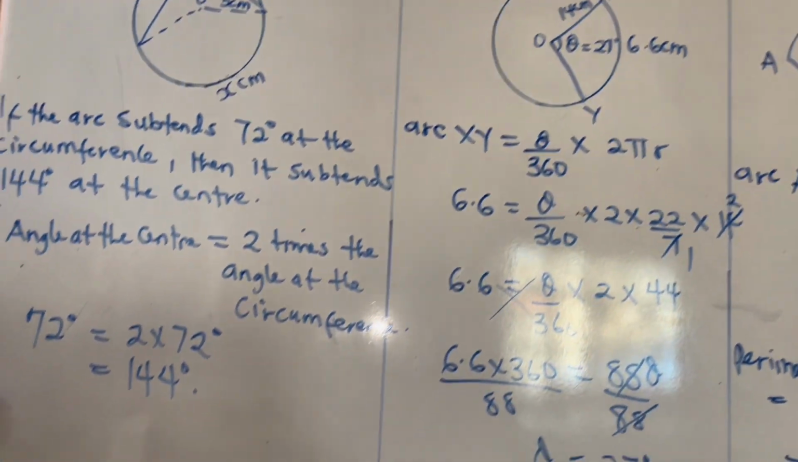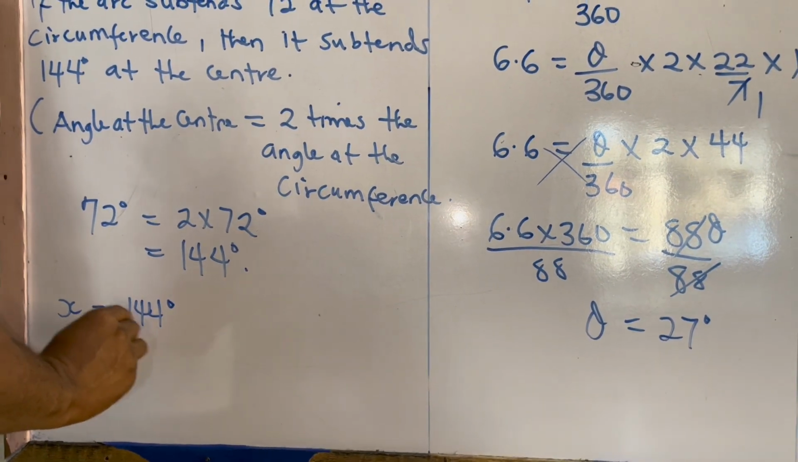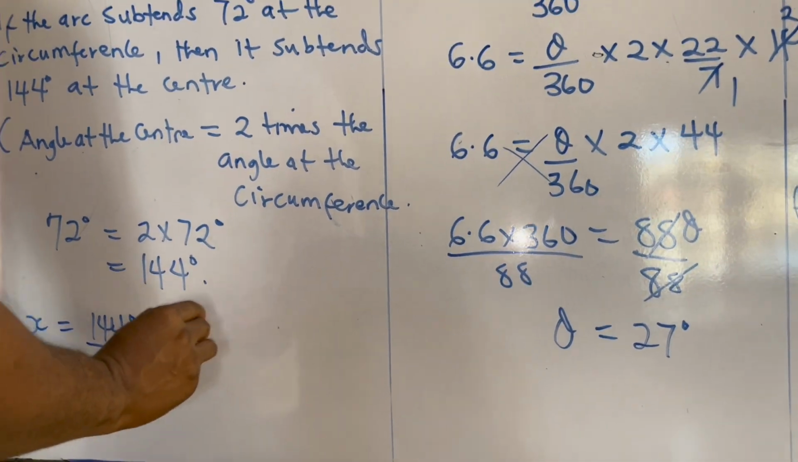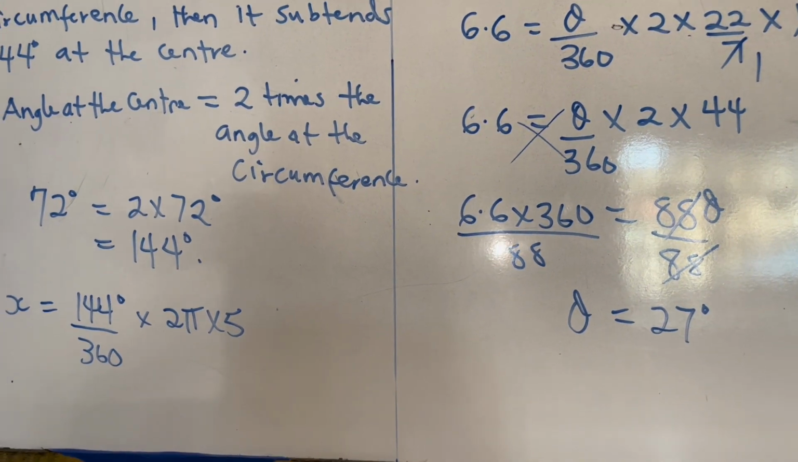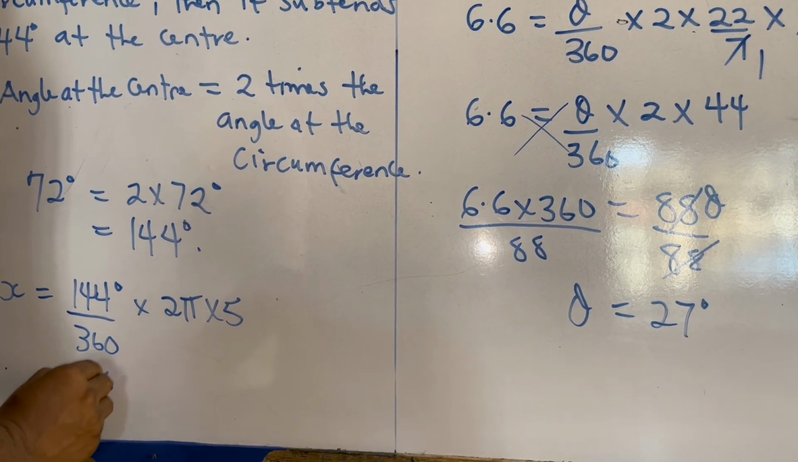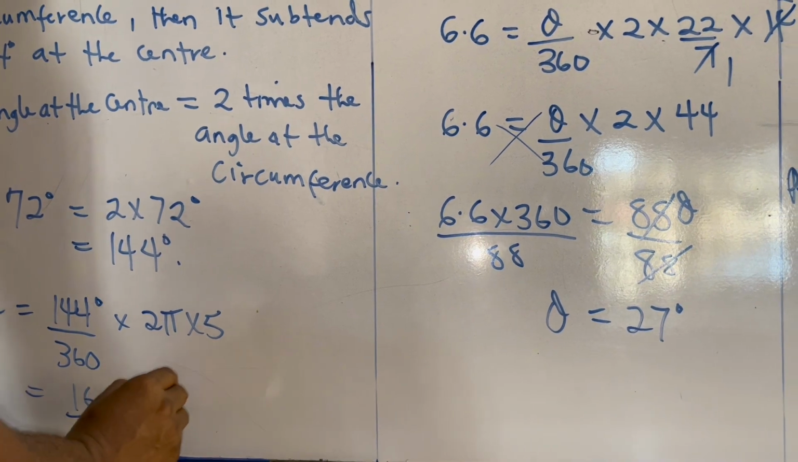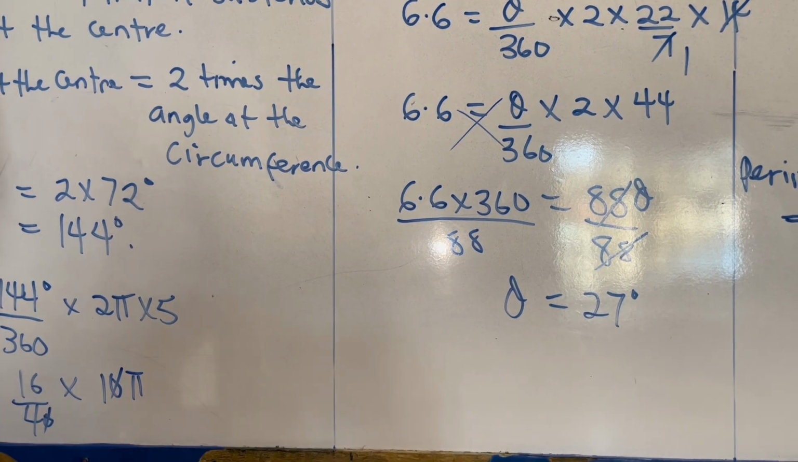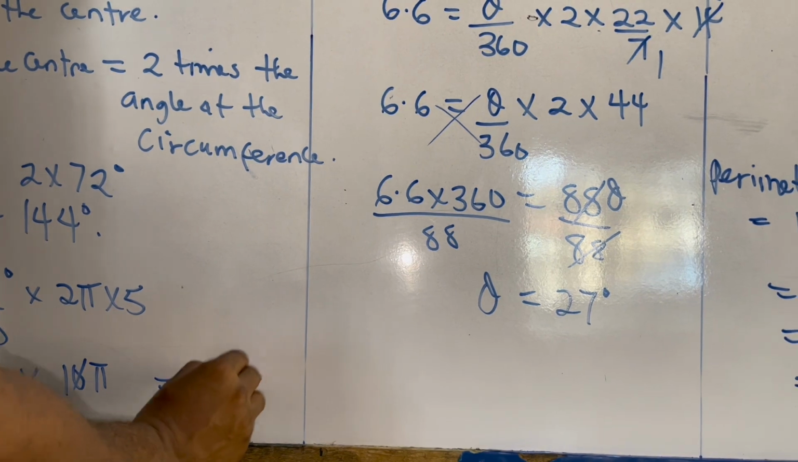To calculate the length of the arc, we have x equals 144 degrees over 360 degrees times 2 pi times 5 centimeters, which is the radius given. So now if we reduce this, we have 16 over 40 times 10 pi. Alright, so 0 cancels 0, 4 goes into 16, that's 4. So we are going to have 4 times pi.